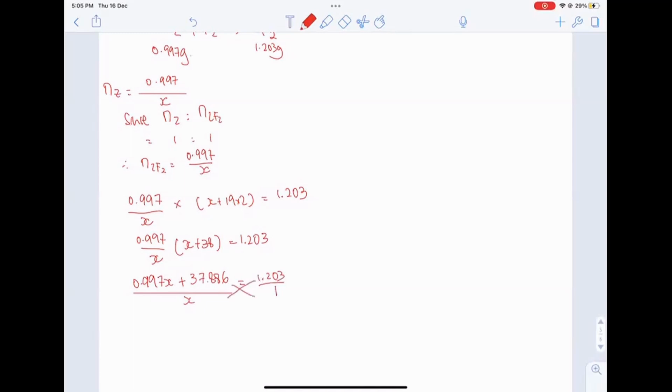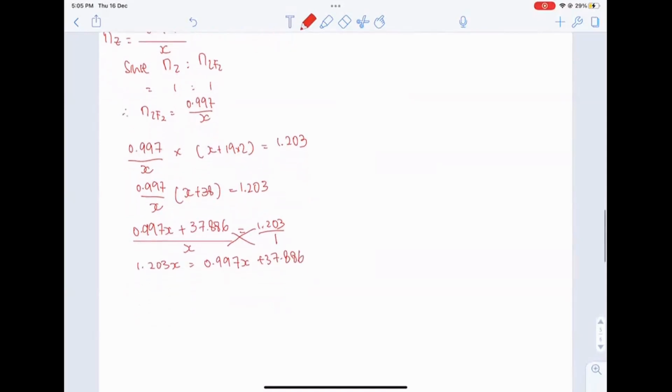And then I cross multiply. 1.203X equals 0.997X plus 37.886. If you're not good at math, it's hard to solve this question also. 1.203X minus 0.997X equals 37.886. So that will be 0.206X equals 37.886. So X will equal 183.9.